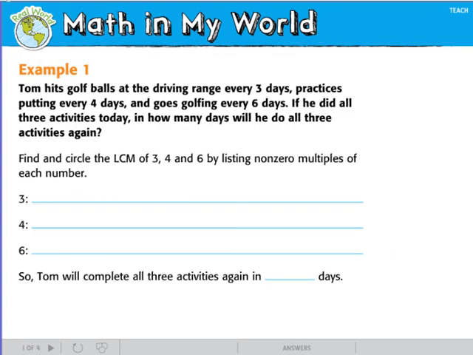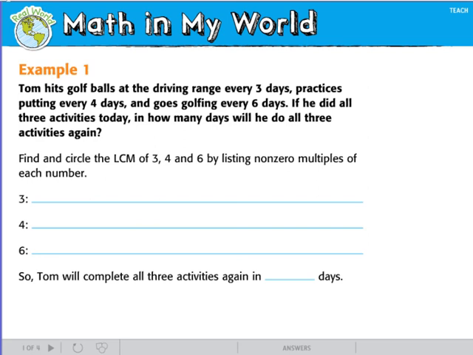Alright. Here's our first example. Tom hits golf balls at the driving range every 3 days. He practices putting every 4 days, and he tells people to stop whispering in the back of his classroom every 6 days. If he did all 3 activities today, how many days will he do all 3 activities again?